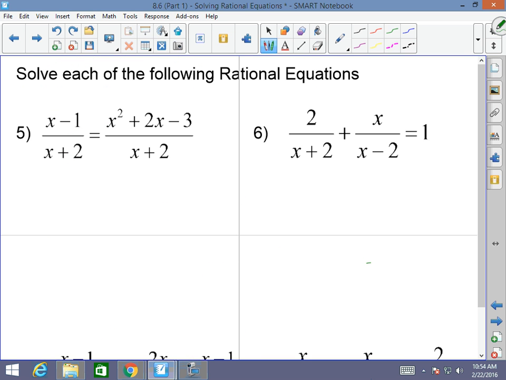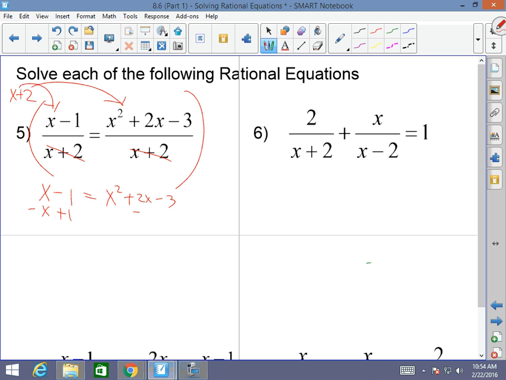Let's continue. Okay. Let's do some more. Okay, this one should be easy. What's the LCD here? So what am I going to multiply everything by? By the LCD. When I go here, what am I left with? X minus 1, bye-bye. When I go over here, what am I left with? Cancels out, so I got x squared plus 2x minus 3.